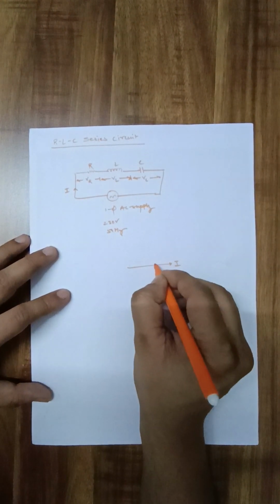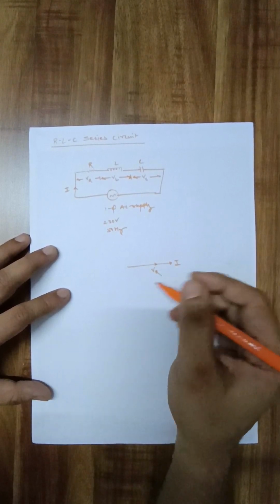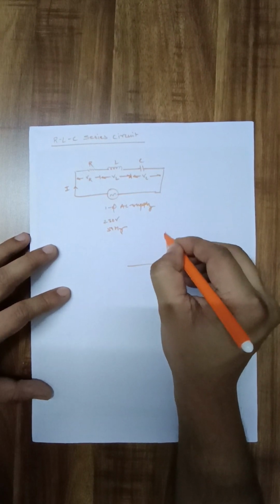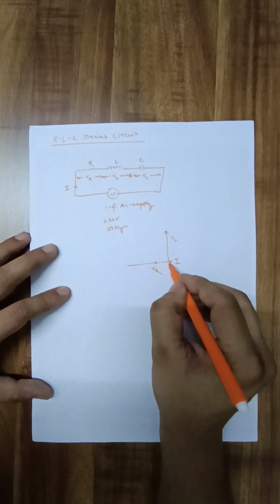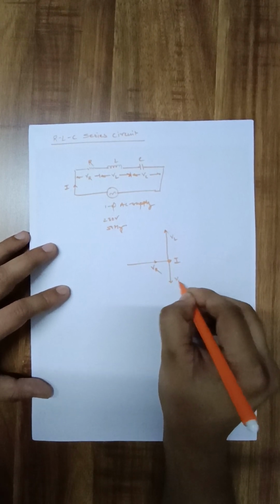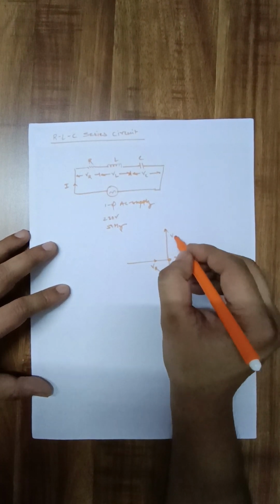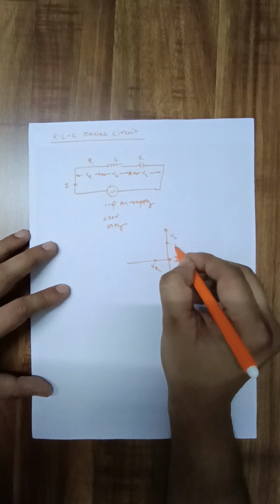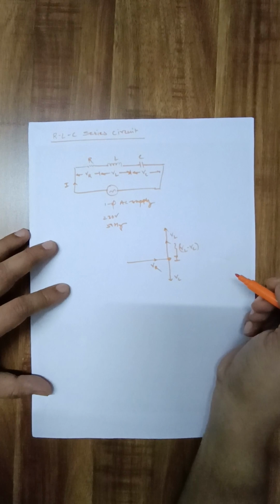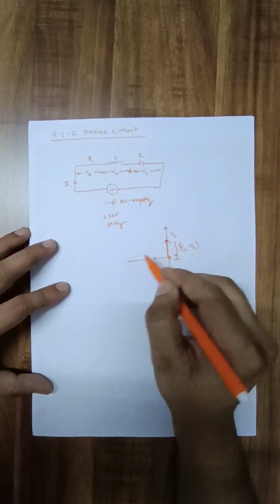Now VR will be in the same phase, voltage across resistor will be in the same phase as the current. Now what will be the VL? VL will be 90 degree ahead from the current, this will be your VL, and VC will be 90 degree lagging from the current, so this will be your VC. Clear? So what will be the resultant? So resultant will be from here to here, VL minus VC. We can write this portion is VL minus VC, only this portion.